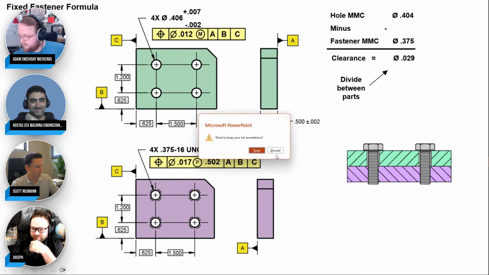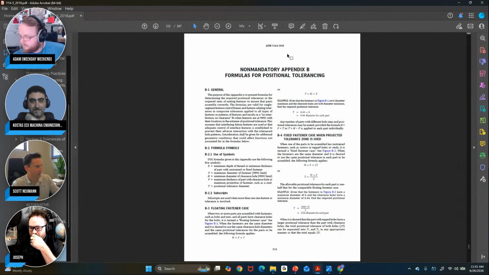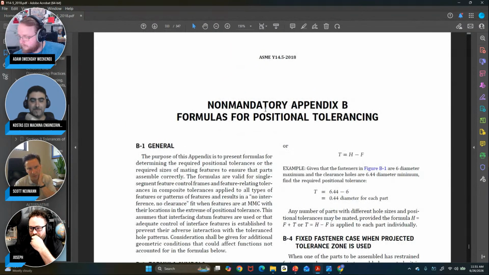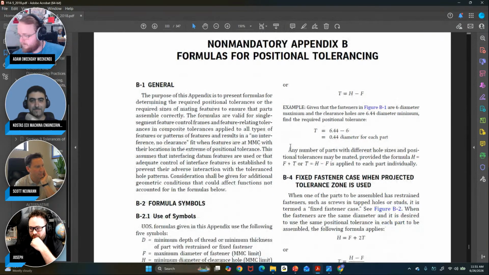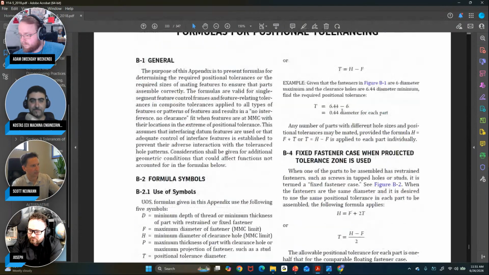Yeah, I wanted to point out the standard again. This is Y14.5-2018 here. And remember all these formulas that I'm teaching, they're in the non-mandatory appendix here. It's the same formula, just different variables. But this is B-3, the floating fastener case. They explain the formula as T equals H minus F. So the tolerance is equal to hole minus fastener. So smallest hole, biggest pin. And so you give the tolerance to each part.